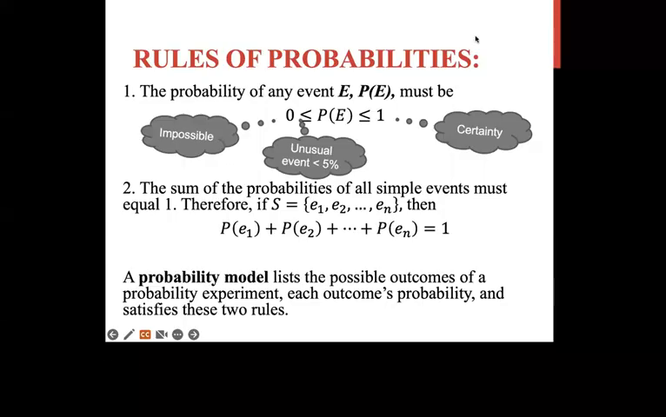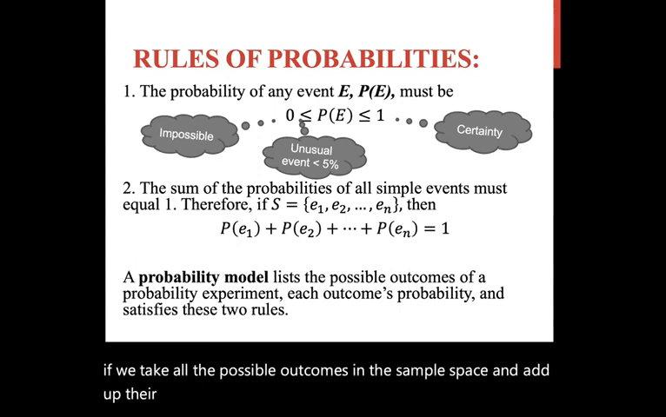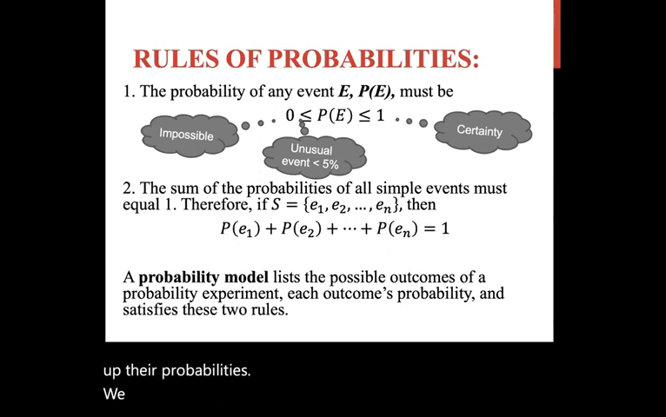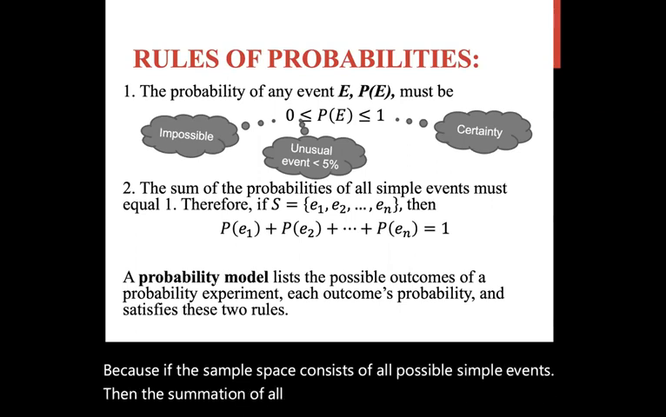Since the probability of 1 guarantees a particular outcome, then if we take all the possible outcomes in the sample space and add up their probabilities, we will get 1. Because if the sample space consists of all possible simple events, then the summation of all those is a guarantee that something will happen.